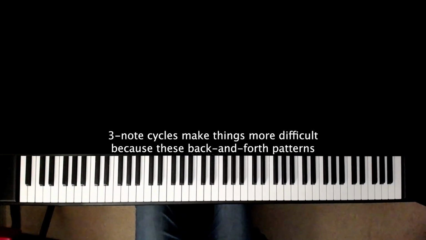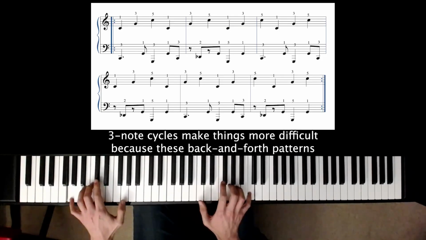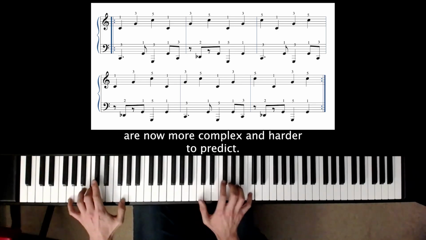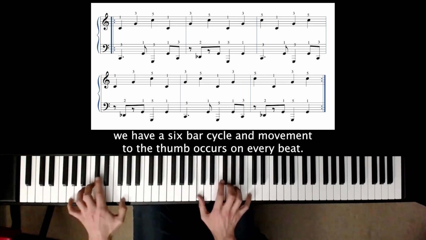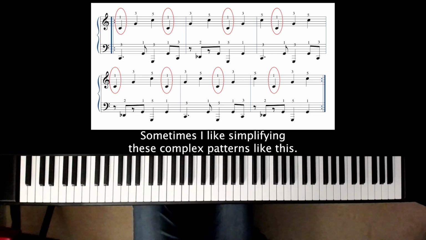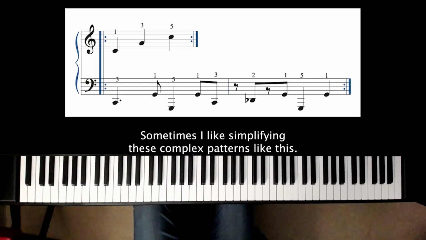Three-note cycles make things more difficult because these back and forth patterns are now more complex and harder to predict. For example, with this three-note cluster, CGC, we have a 6-bar cycle and movement to the thumb occurs on every beat. Sometimes I like simplifying these complex patterns like this.